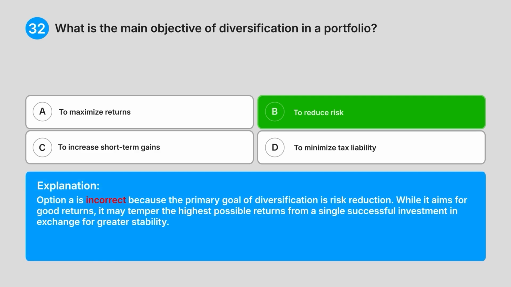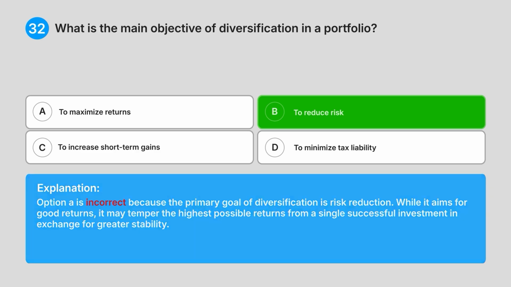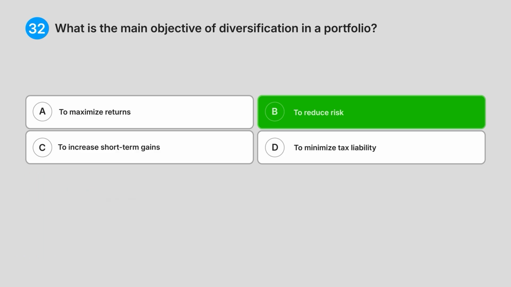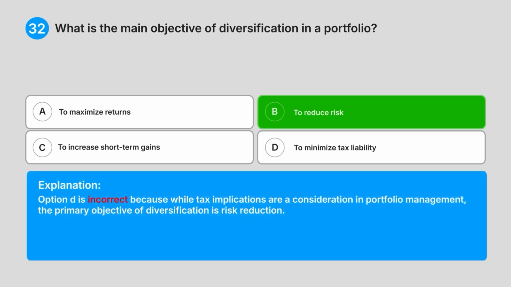Option A is incorrect because the primary goal of diversification is risk reduction. While it aims for good returns, it may temper the highest possible returns from a single successful investment in exchange for greater stability. Option C is incorrect because diversification is a long-term strategy focused on risk management, not on achieving short-term gains. Option D is incorrect because while tax implications are a consideration in portfolio management, the primary objective of diversification is risk reduction.